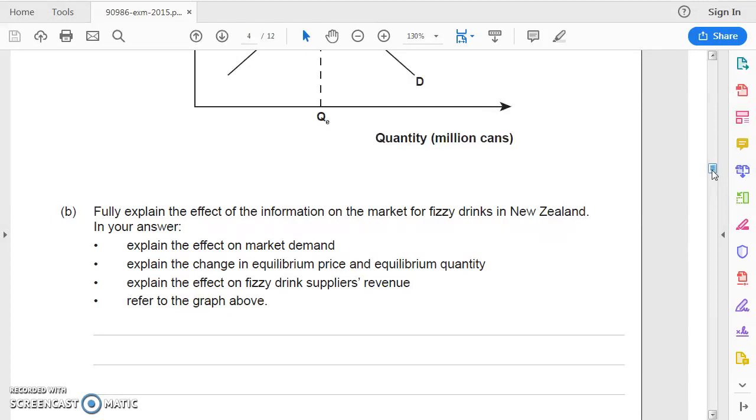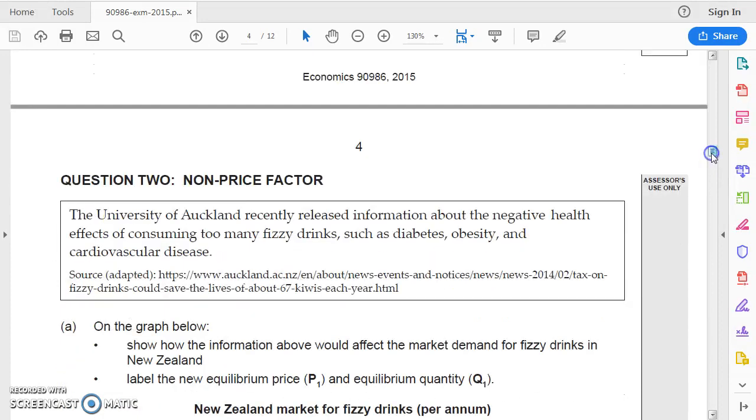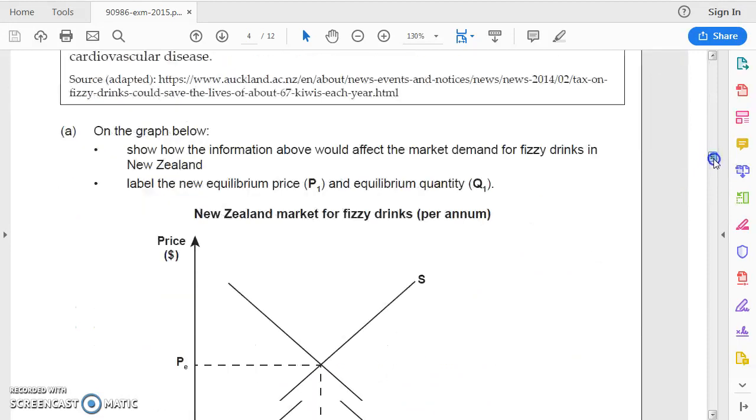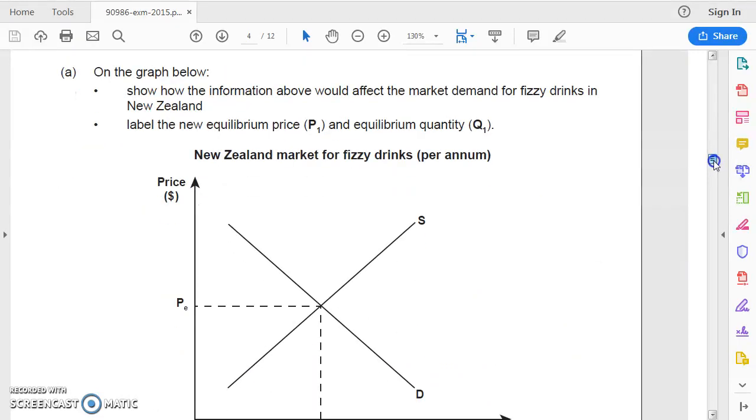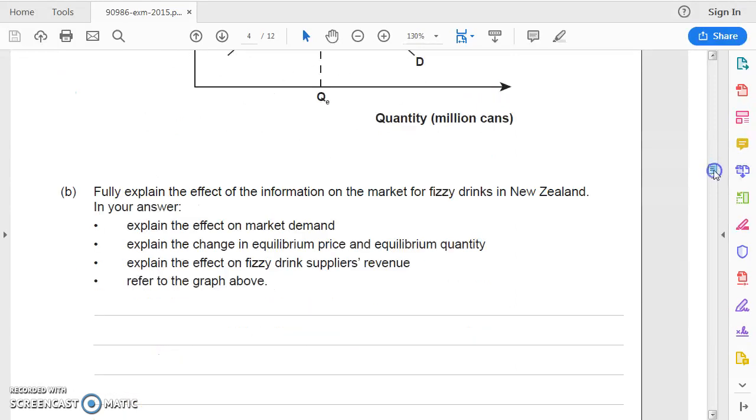You may just have some opinions that they probably don't really care, but that's not what we're asking you. We're just saying to you, okay, theoretically this is released, and it would affect consumers' tastes and preferences in the market, and it would make them less inclined, or they don't prefer fizzy drinks anymore, so the demand will decrease. So just make sure you explain that here. Don't just say demand decreases. You actually need a little bit of an explanation as to why.